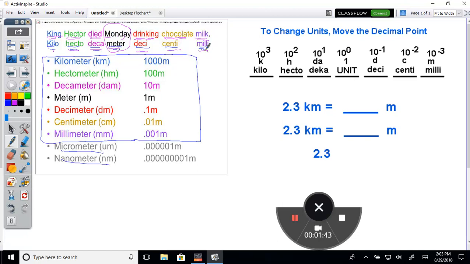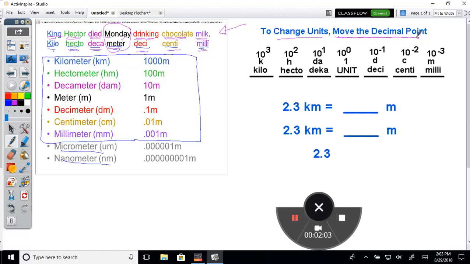Now, it's very important that you remember them in that order. In that order. Here is why. We're going to actually convert. We're going to change units. We're going to move the decimal point. So this order of words over here will tell you how to move the decimal point.